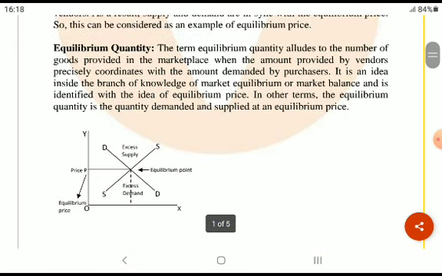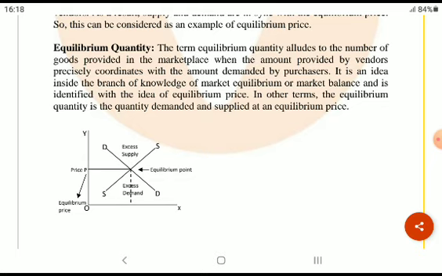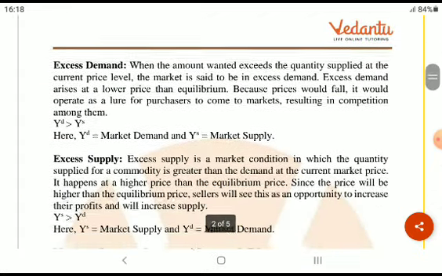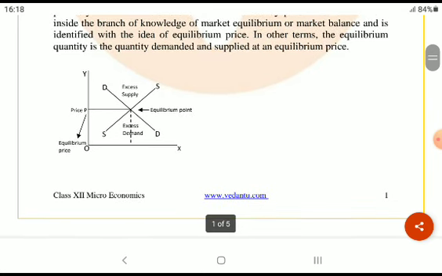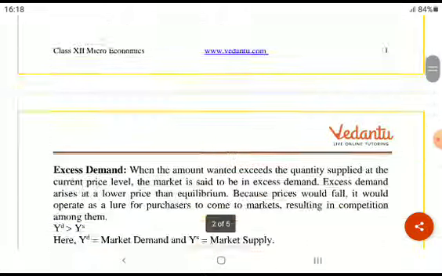So here is a diagram. The y-axis is the price, P is the equilibrium price, and on the x-axis, excess supply, excess demand, equilibrium point and equilibrium price are given here. Now let us learn these concepts: excess supply, equilibrium point, equilibrium price and excess demand.